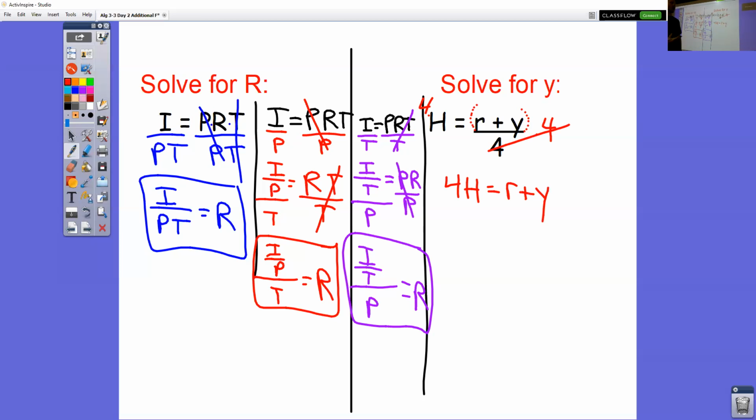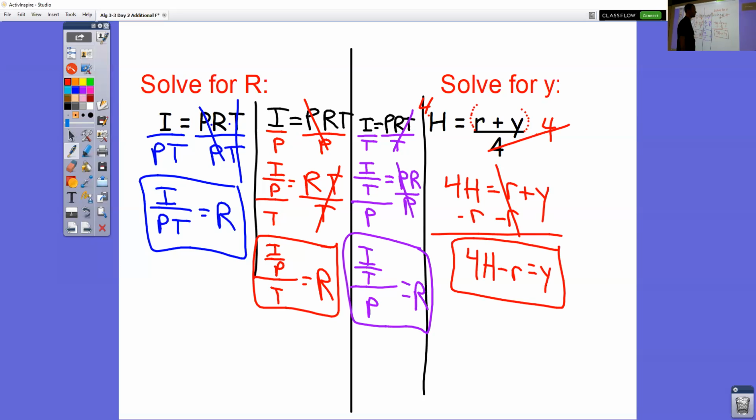We're trying to get the y all by itself. So we're going to do minus r and minus r. So we end up with an answer of 4h minus r equals y. Very tricky there. Be careful. Whenever you have an operation like adding or subtracting that's in the top part of the fraction, there's really an invisible set of parentheses there.